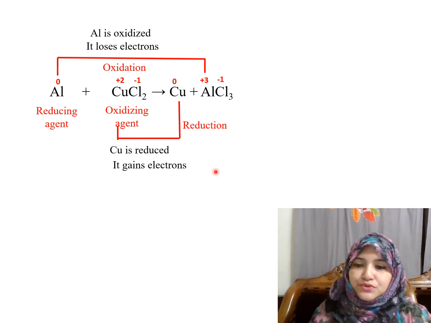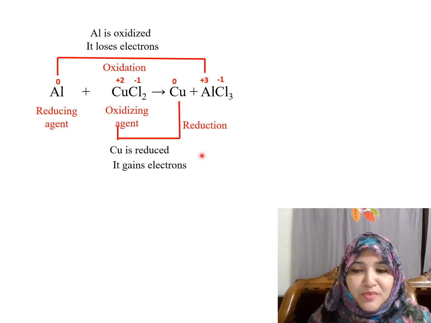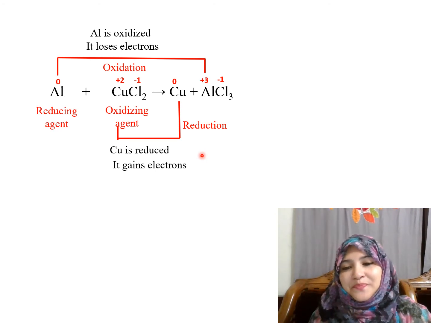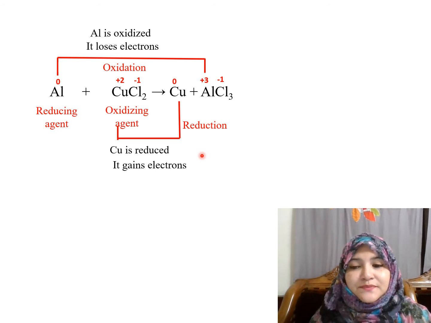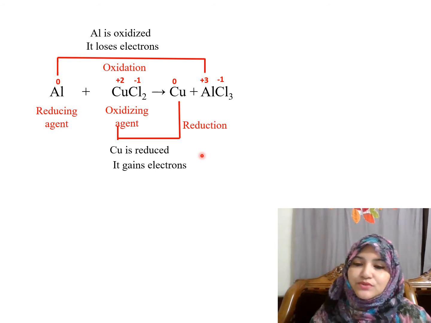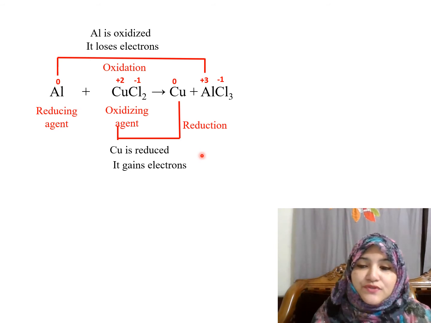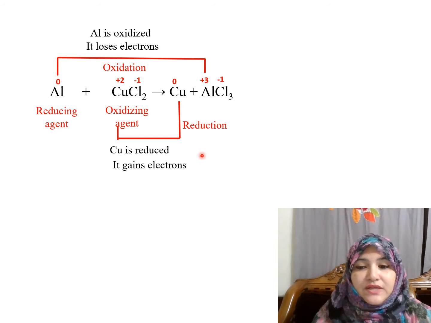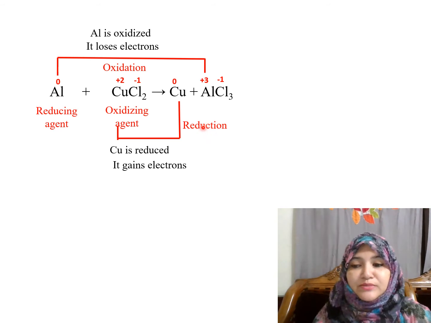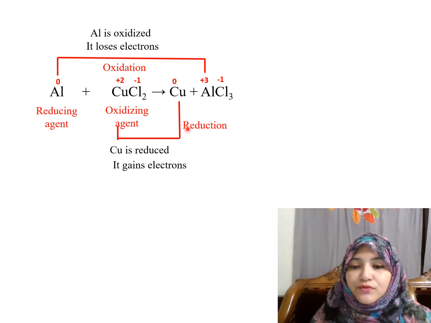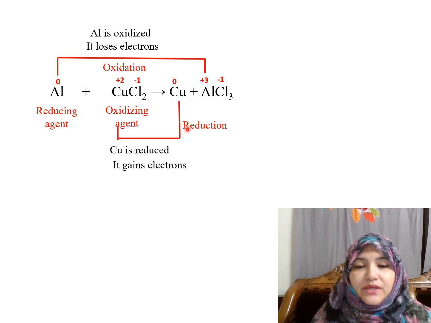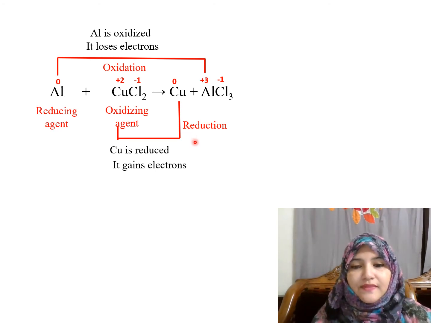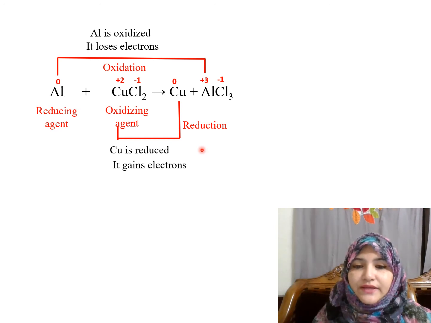Now if you don't want to look for the oxidation numbers, there is a quick way to tell. If you see a pure element on one side and then that element being part of a compound on the other side, it's always going to be a redox reaction. That means there is a transfer of electrons.